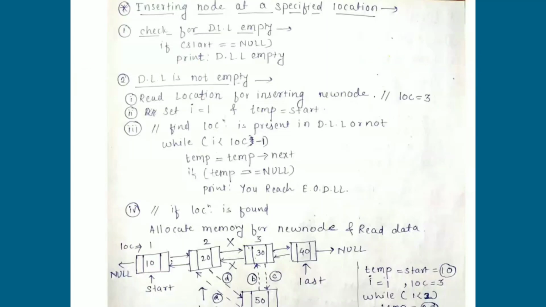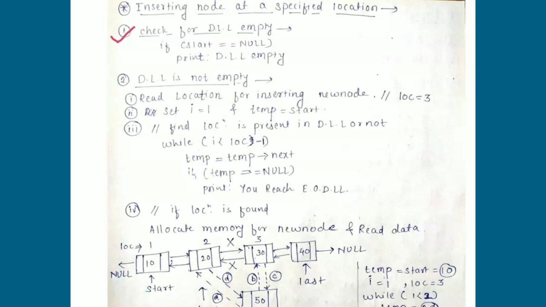For today's session, we will see how to insert a node at a specified location in the case of a doubly linked list. So let's start. First, when you want to insert a node, we need to check whether your linked list is empty or not. So how do we check whether the linked list is empty? With the help of start.